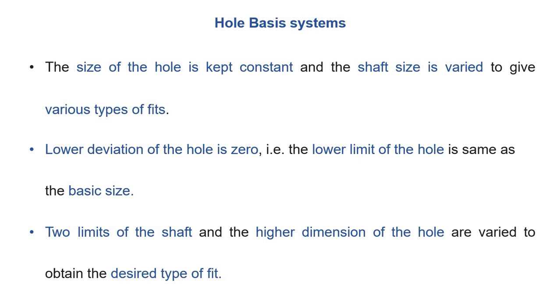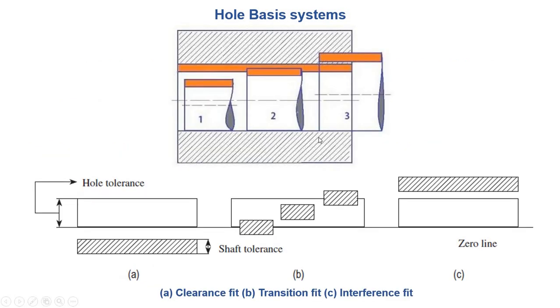The two limits of the shaft and the higher dimension of the hole are varied to obtain the desired type of fit. Okay, you can see this in the figure of the hole basis system. The first figure indicates the clearance fit, the second one is the transition fit, and the third one is the interference fit. We know about the clearance fit, in which the shaft size is always smaller than the minimum size of the hole.